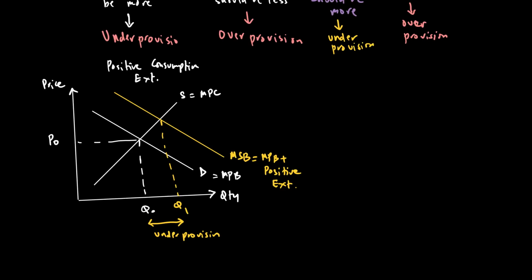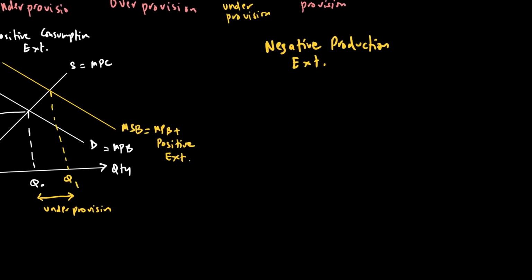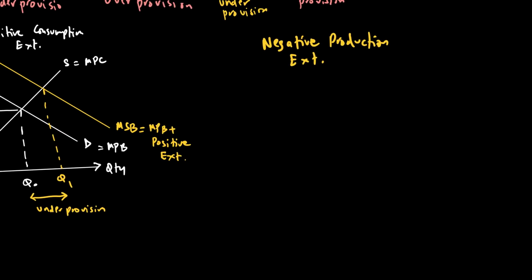The next thing we want to talk about is basically, let's look at a case of another kind of externality, which is your negative production externality. In the negative production externality, the producer is causing an externality on the supply side of negative nature. So here the diagram will look like this.